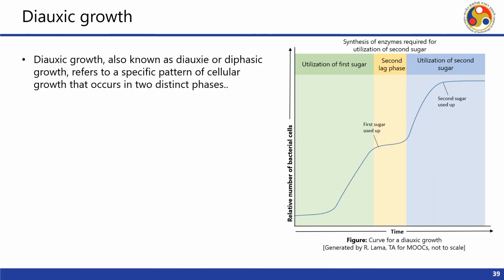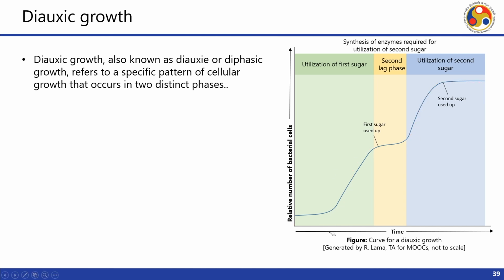Now, let us discuss another important concept which we call diauxic growth. This growth is also known as diauxie or diphasic growth, and it refers to a specific pattern of cellular growth that occurs in two distinct phases. And now, in this graph if you look, we have some lag phase followed by exponential phase, and then there is another lag phase over here followed by another exponential phase and then another lag phase.